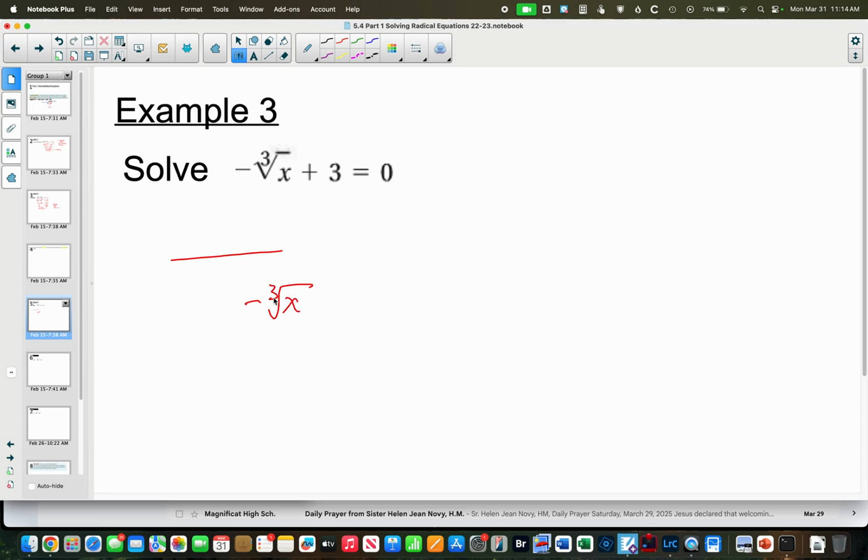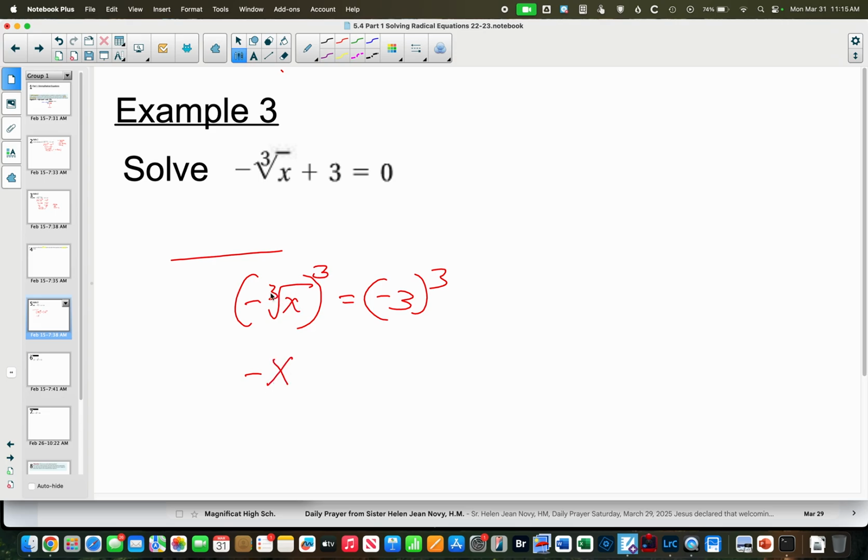I'm going to get the cube root by itself. So we're going to subtract 3. Then we're going to cube both sides, so we need parentheses. When you cube a negative, you still get a negative. The negative doesn't go away. So this would be negative x.